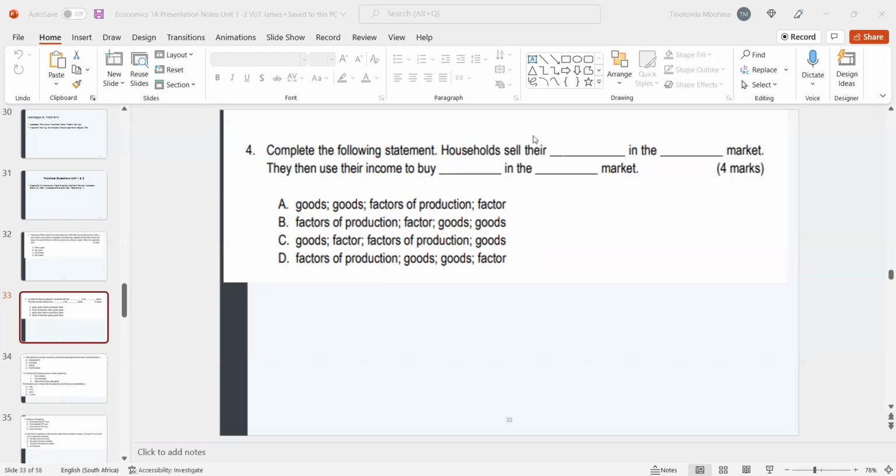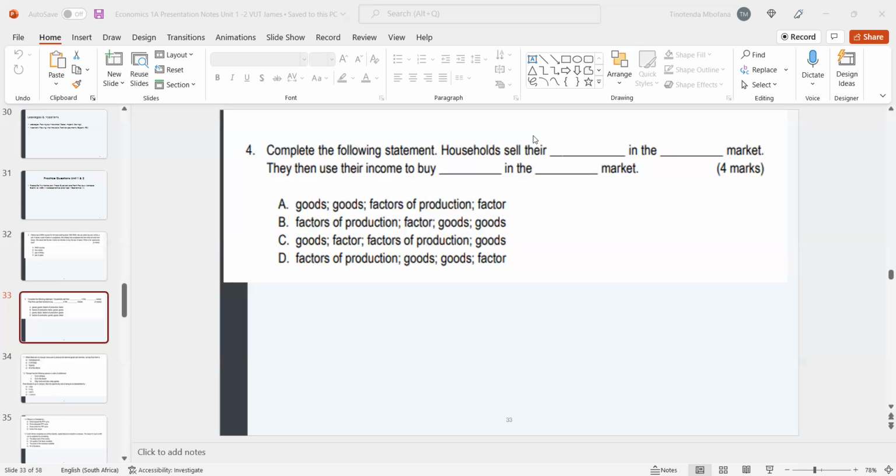So they sell their factors of production in the factor market, because they are the suppliers in the factor market. They are the ones selling within the factor market. They sell their land, they sell their labor, they sell their entrepreneurial skills and whatnot in the factor market. So households sell their factors of production in the factor market.